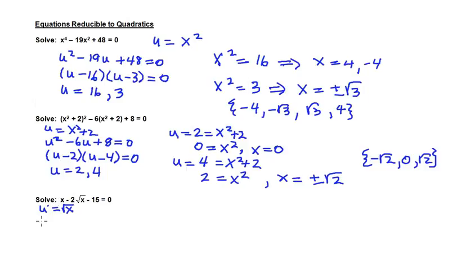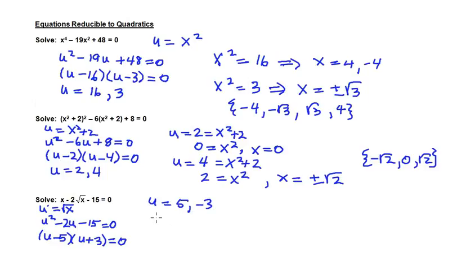So x is actually equal to u squared minus 2 times the square root of x, so that's 2u, minus 15 is equal to 0. This can be easily factored, and so we get u minus 5 times u plus 3 is equal to 0. And from this we get the solutions that u is either equal to a positive 5 or a negative 3.